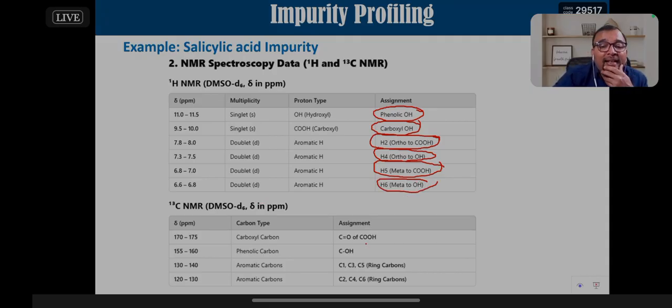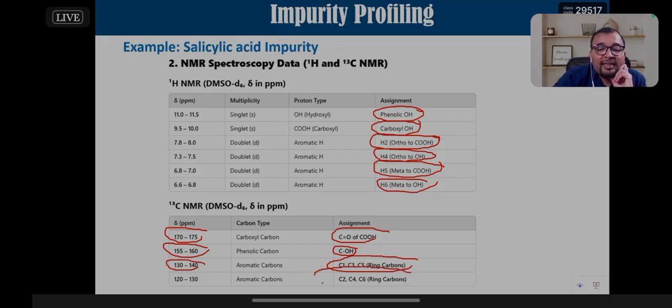You can understand that CO of COOH is identified at this particular frequency. Carbon to OH, COH is from 155 to 160 frequency. C1, C3, C5 ring carbons in between 130 to 140. C2, C4, C6 ring carbons between 120 to 130 frequency.